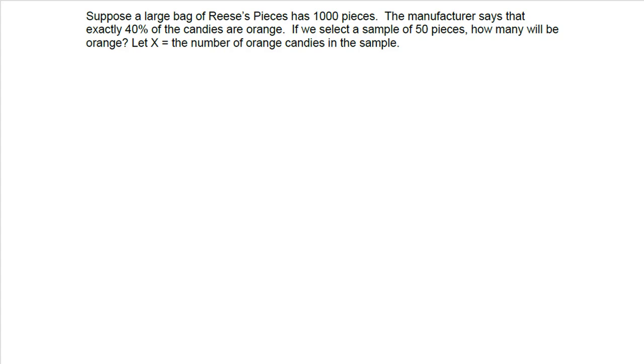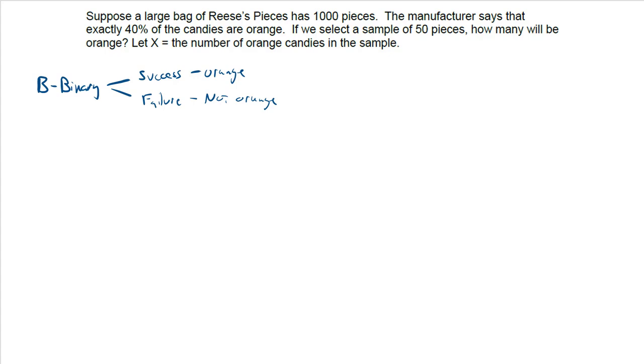First off, let's think about what type of probability distribution we have here. Let's say we can do our BINS. So we've got our B, which stands for binary: success, failure. So success is, if we get an orange piece, it comes out to be orange. What's our failure? Well, if it's not orange, then we had a failure.